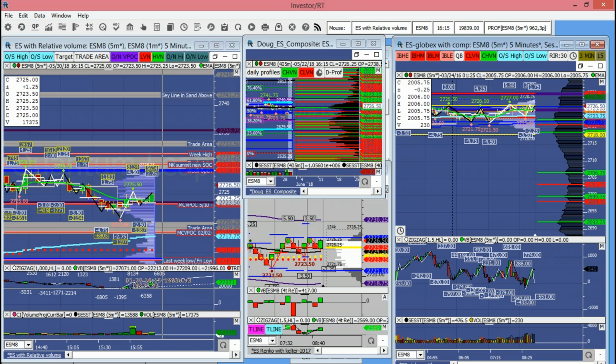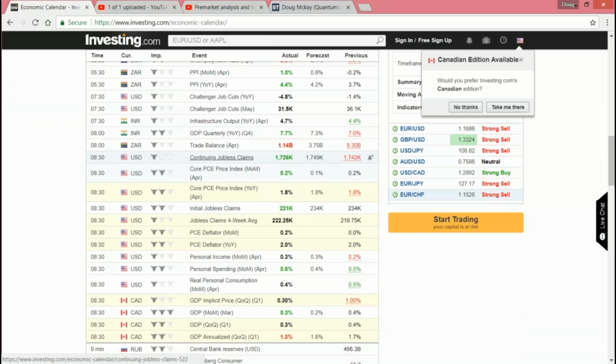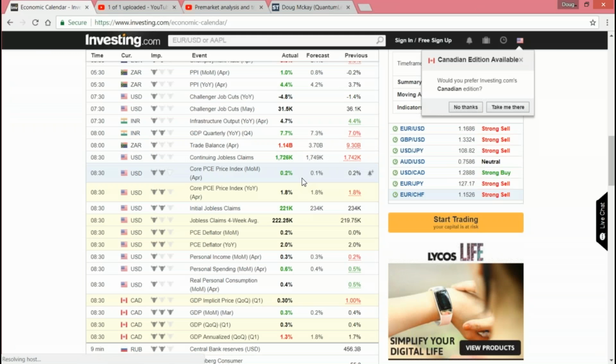Let's take a look at the news. We did have continuing jobless claims at 8:30 this morning, better than expected. Core PCE was better than expected. Initial jobless claims better than expected. A little bit higher 4-week jobless claims, but not a big deal. Personal spending was better, so we've got all pretty good news. We did have the GDP coming out of Canada, and it was 0.3 month over month versus 0.2 expected, but annualized was down at 1.3.